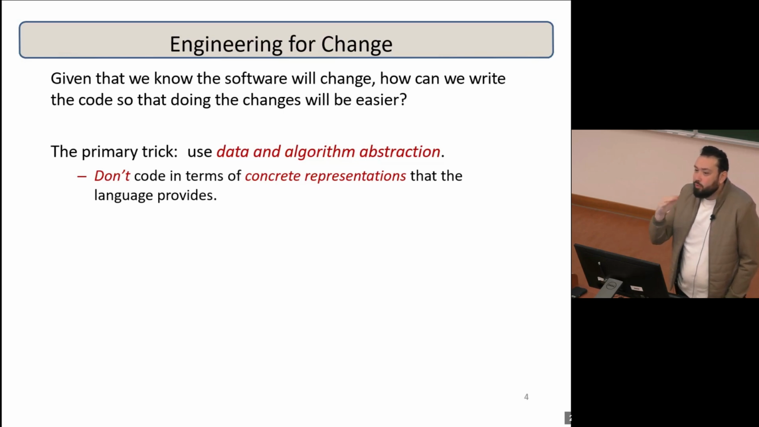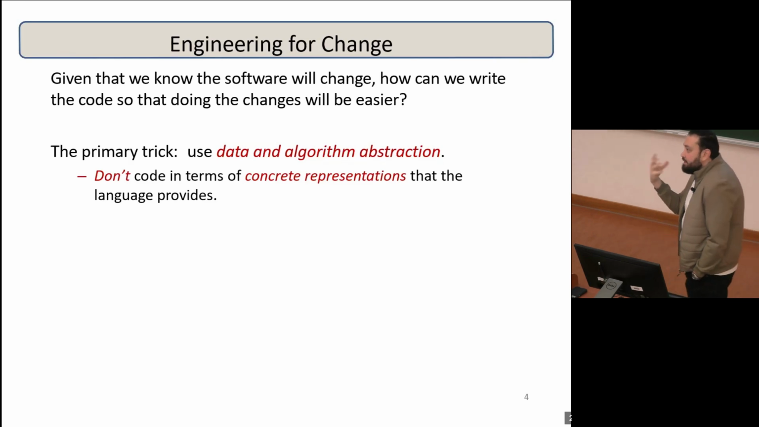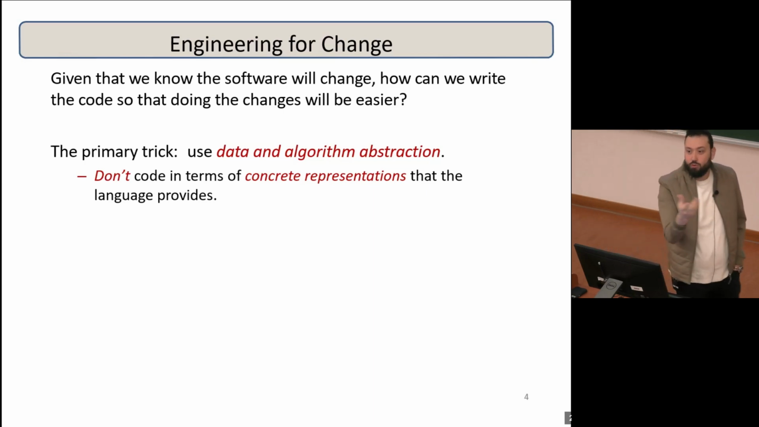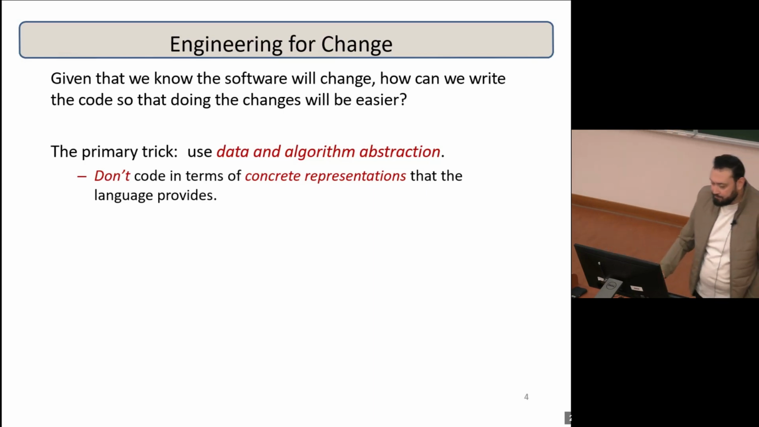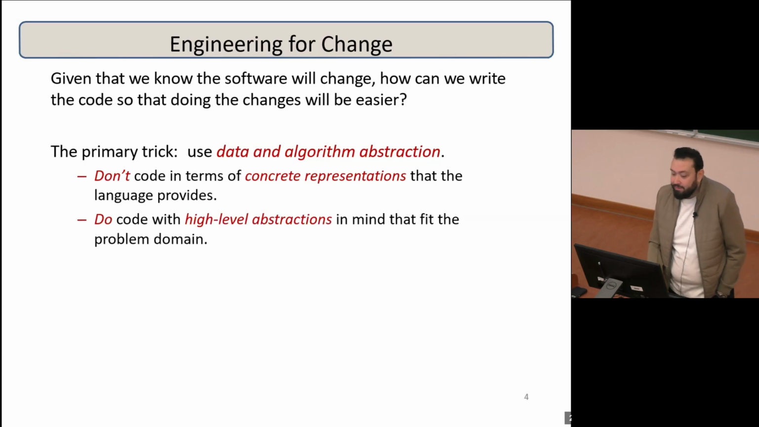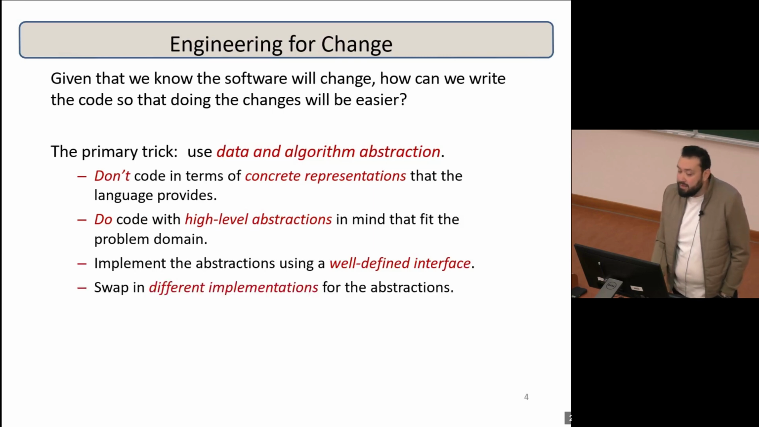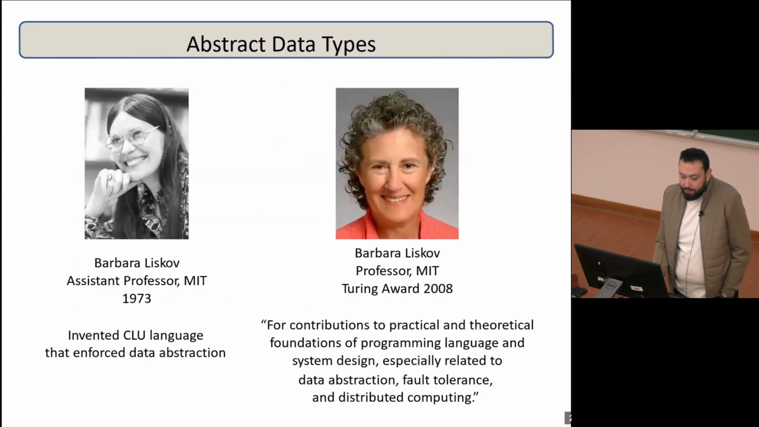What are we focusing on so far when it comes to design? Readability, maintainability, reliability. So when you're keeping these things in mind, even if you're not designing a language but designing your program, you want to keep these in mind, correct? So code with high-level abstractions that fit the problem domain. Then we want to implement the abstraction using a well-defined interface and different implementations. We're going to cover this step by step.